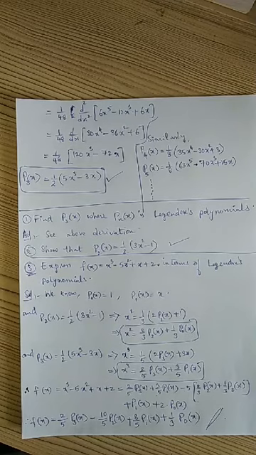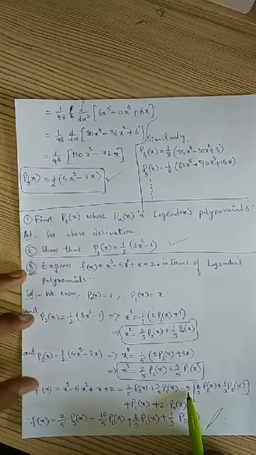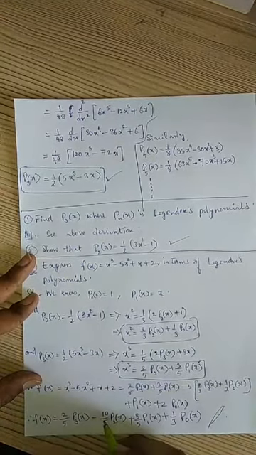Okay, someone is saying that the coefficient in P2 should be 10 by 3. Where is P2? Here. Yes, it is minus 10 by 3. Here you can see, minus 10 by 3.